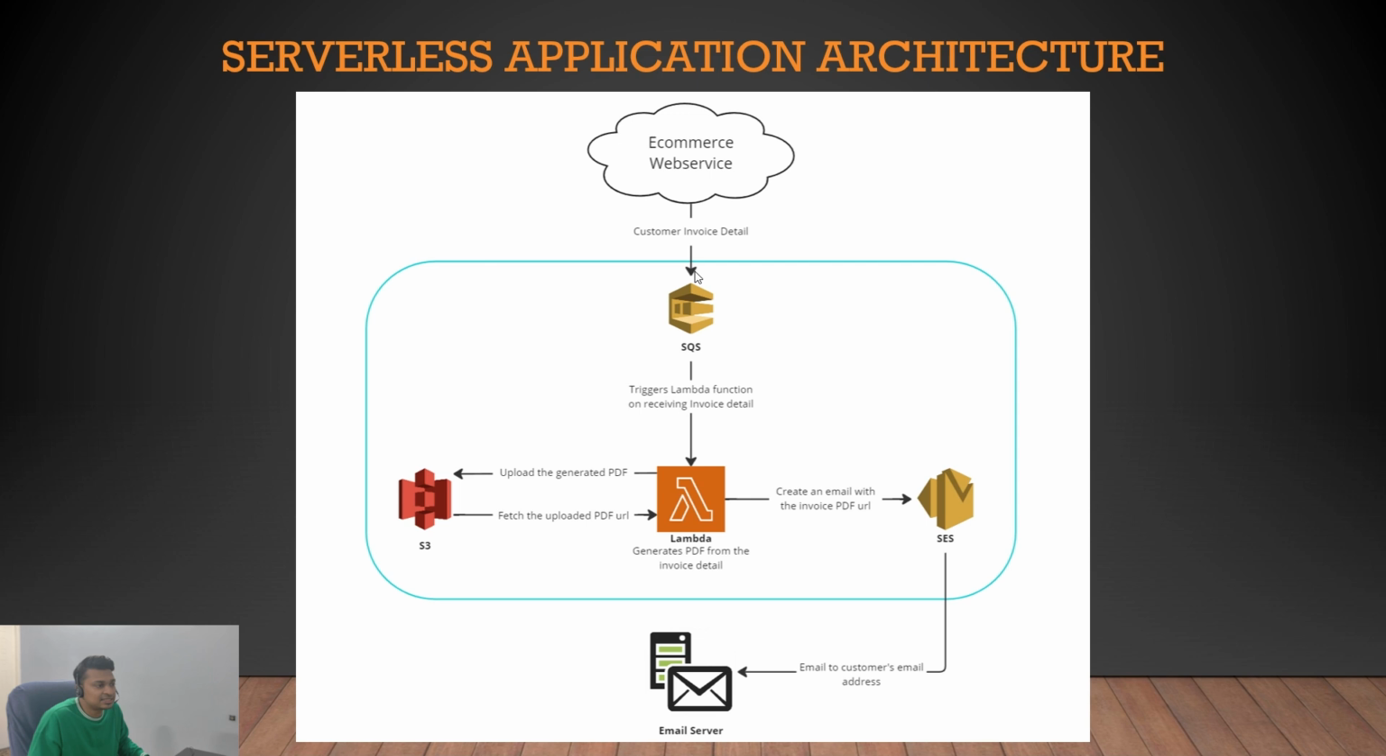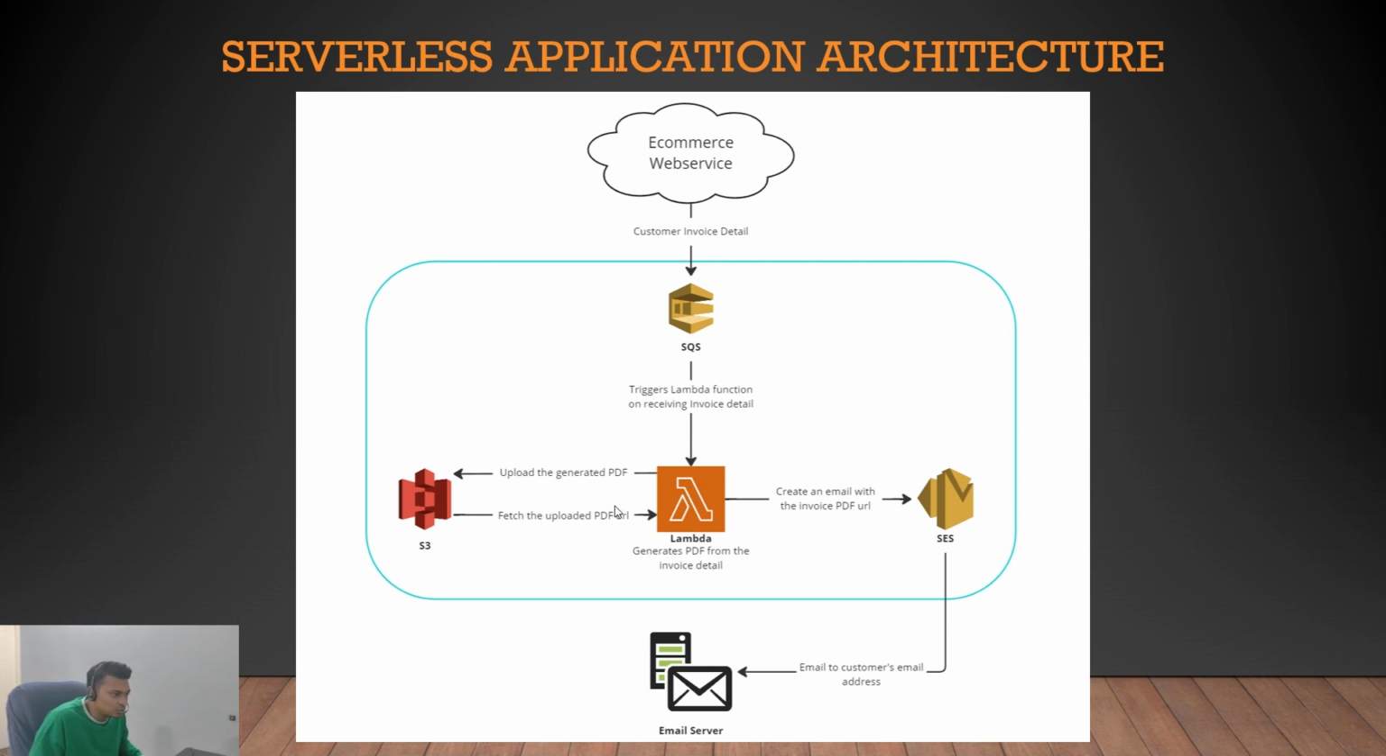So once this message is sent, that's all, because a queue is always a decoupling application. It will not couple this service with whatever producer or consumer. It completely decouples that. So the e-commerce web service just has to generate the invoice detail and send it to the SQS queue. Once the message is received in the SQS, it will trigger a Lambda function.